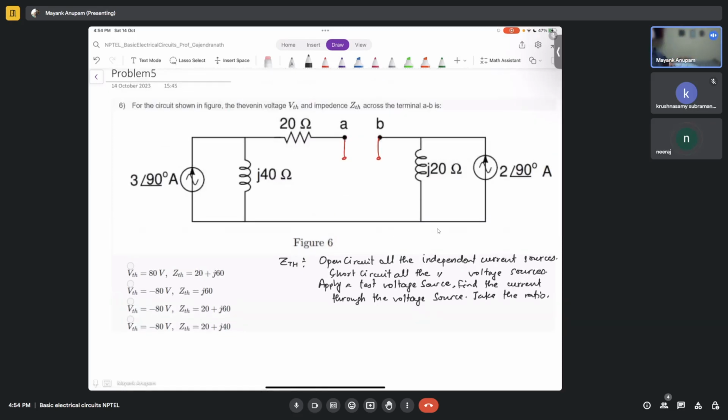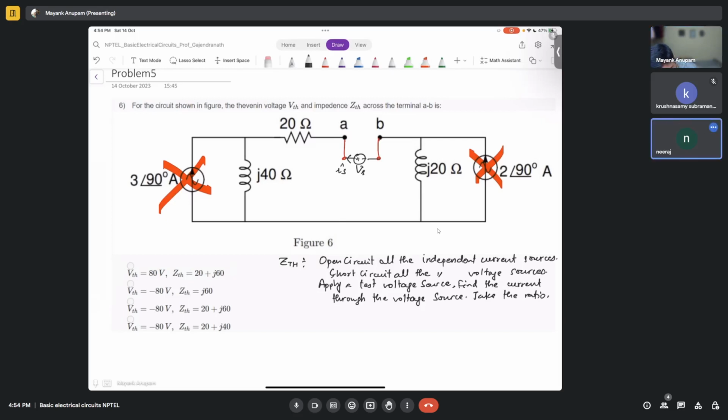So tell me what we do. Again, we'll simply apply a voltage source here like this. This is some Vs. And we have to find out what this Is is. We have to open circuit these two. So these two are current sources, by the way. This is open circuit. This is open circuit. Tell me what is the equivalent impedance here.